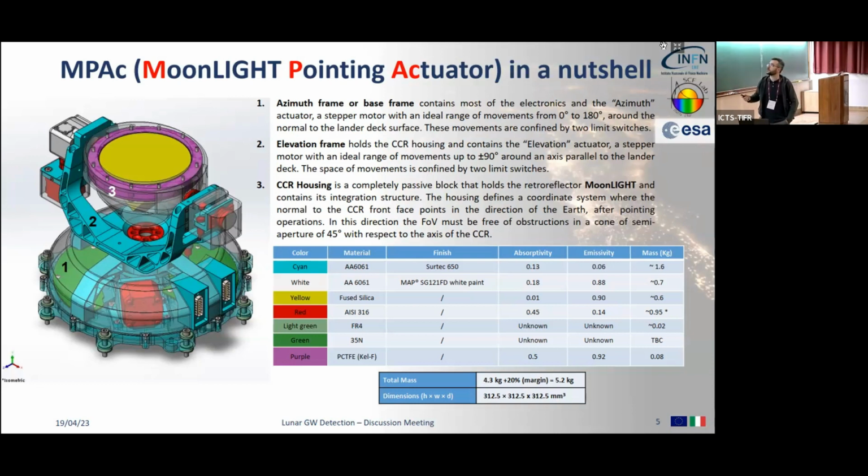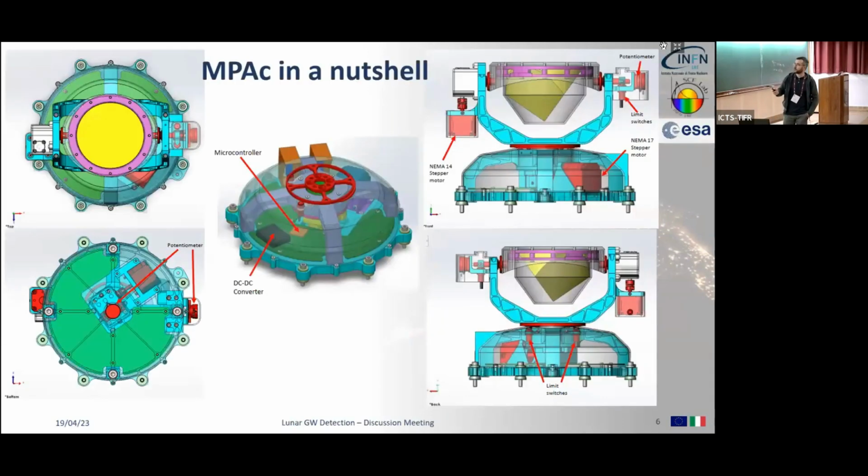And here you see that it is a modular payload. Essentially, there is a base frame or azimuthal frame where there is most of the electronics, the azimuth stepper motor. There is an elevation frame with an elevation motor, and there is a third passive block which contains the retroreflector and keeps it isolated from the rest of the payload. Here is some generic information of the payload itself. And here some nice transparencies and views of the blocks of this payload.